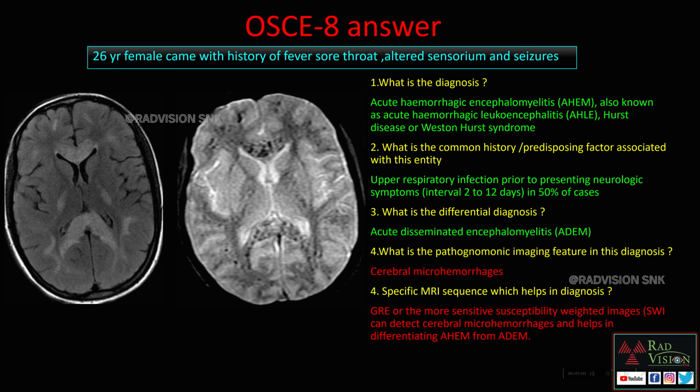What is the common history? Upper respiratory tract infection prior to the presenting neurological symptoms in 50% of cases. What is the differential diagnosis? Acute disseminated encephalomyelitis. What is the pathognomonic imaging feature in this diagnosis? You can see multiple cerebral microhemorrhages is the classical pathognomonic feature which helps in differentiating AHEM from ADEM. What are the specific sequences which help in the diagnosis? GRE or susceptibility weighted imaging like SWI, SWAN can detect cerebral microhemorrhages and help in differentiating AHEM from ADEM.